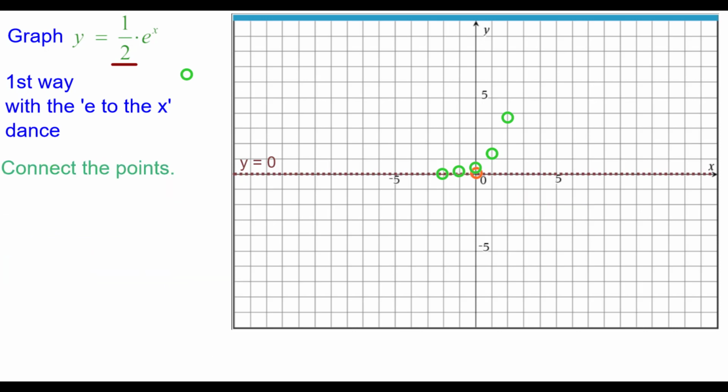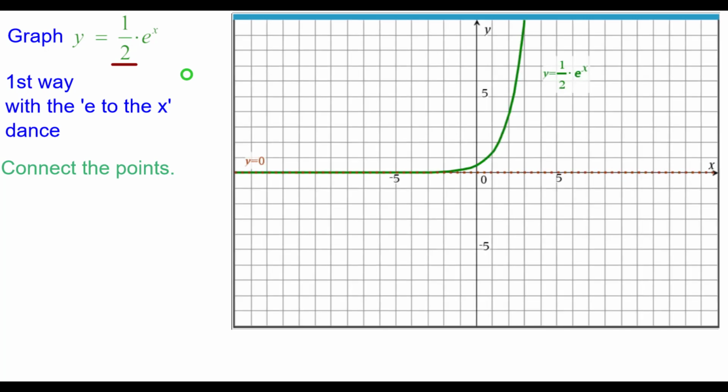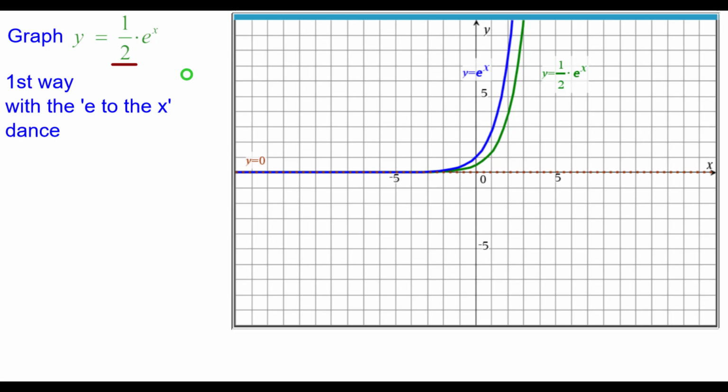Connect the points, and there's our exponential looking function, and we compare it to e to the x, and you can see it's a little wider and goes up slower. If you look from blue to green, the y values are multiplied by half. The blue times a half are the green y values, not for just these points, but for all the points.